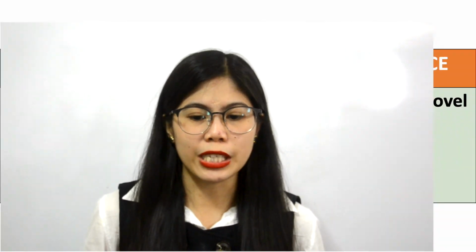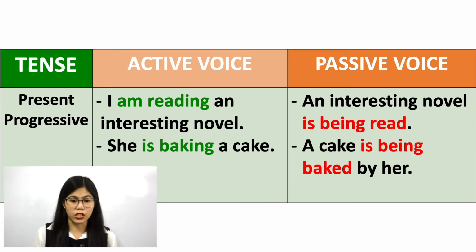Now, how about if the sentence in an active voice is in a present progressive tense, such as "I am reading an interesting novel"? One thing that will help you identify if the sentence is in the present progressive tense is that it follows the pattern am or is or are plus a verb with ing. Here we have the phrase reading. So it's correct that it is in the present progressive tense.